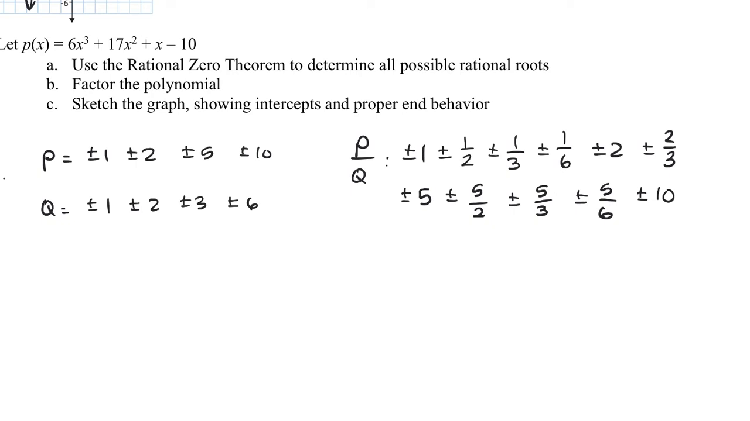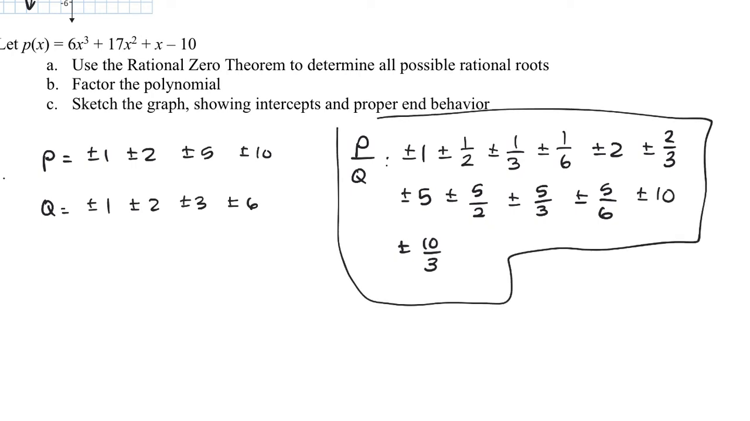We already have 10 divided by 2. We need 10 divided by 3. But we don't need 10 over 6, because that's just 5 over 3. That is a long list of P over Q.